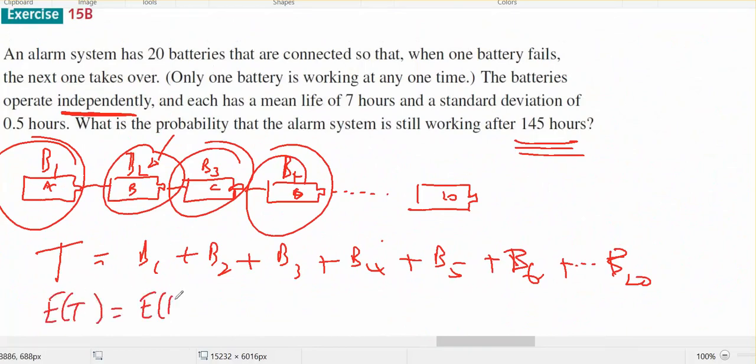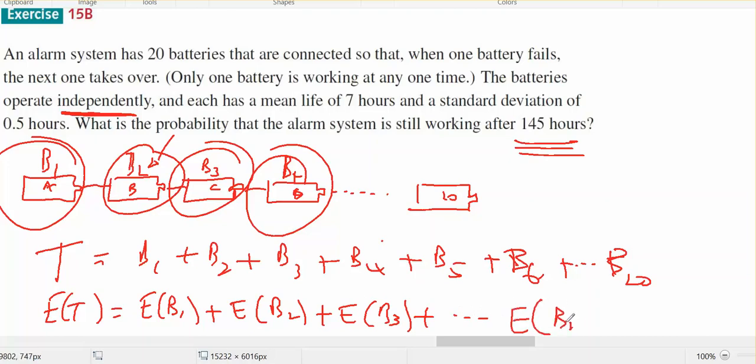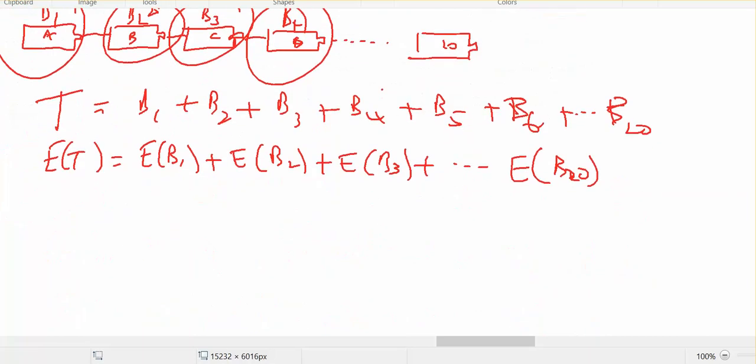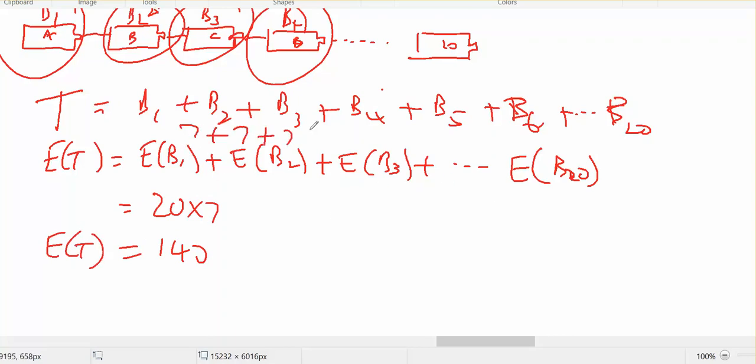the expected value of battery 1 plus the expected value of battery 2 plus the expected value of battery 3 plus all the way through the expected value of battery 20. And since each of them has an expected value of 7, it's going to be 20 times 7, which is 140. Now, this is an additional process. I've got 7 plus 7 plus 7 plus 7 plus 7 plus all the way up to the 20th 7. That's where I get my 20 times 7. Not through the rule, but the addition of 7 twenty times.